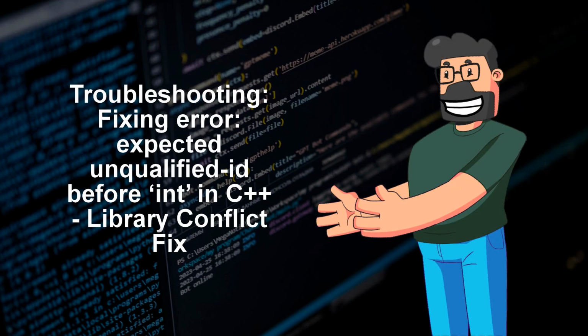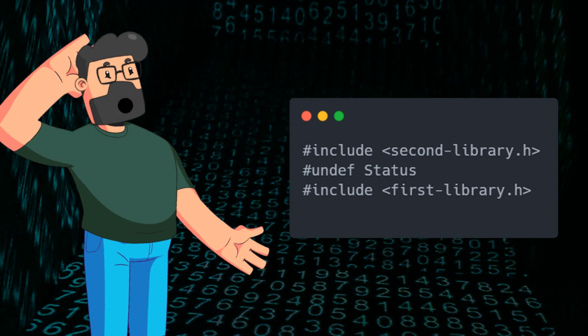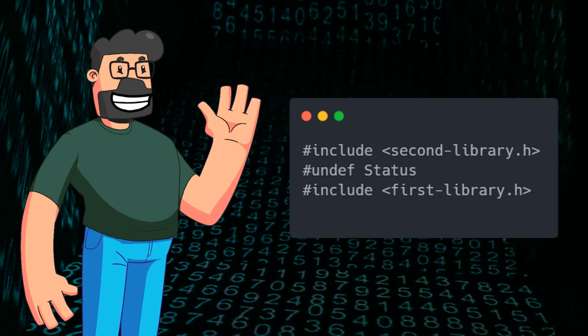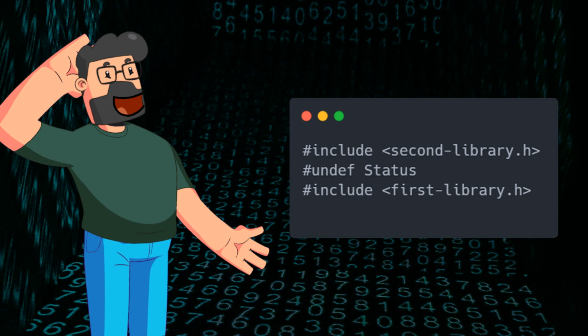But fear not. There's a solution to this problem. Now, let's dive into the solution. One way to address this issue is by including the headers of both libraries, but undefining the status macro from the second library before including the header of the first library. This way, you ensure that there's no clash between the macro and the class definitions.